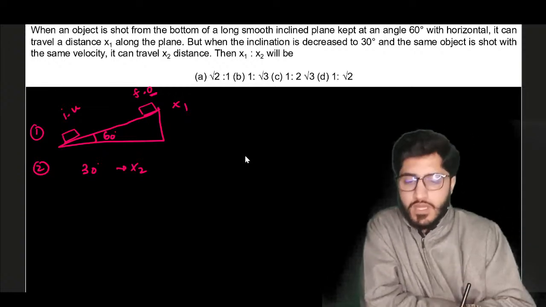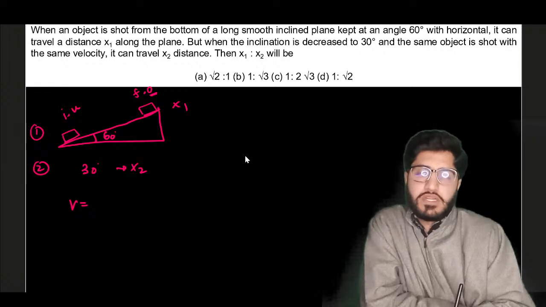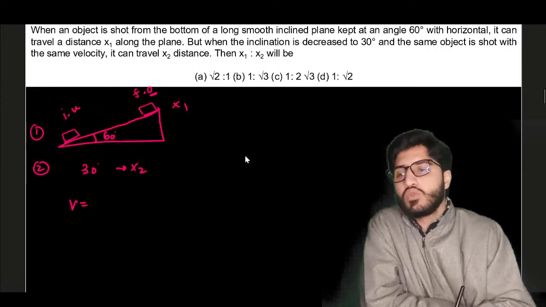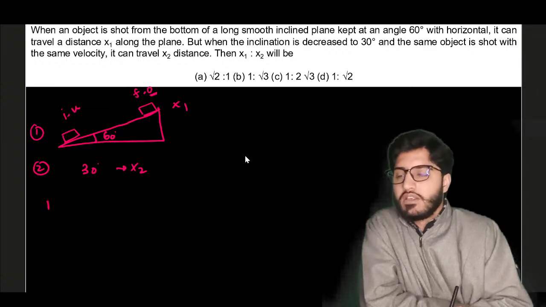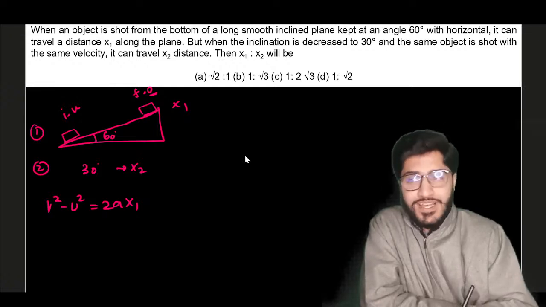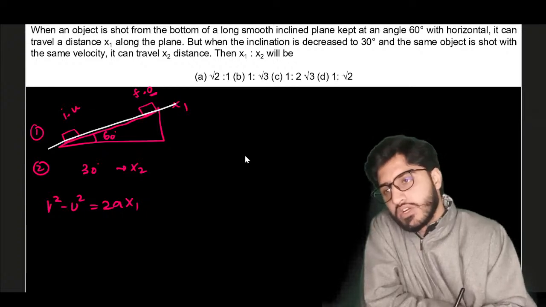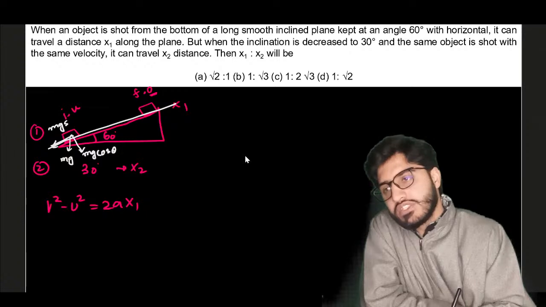How we can get it? Look. So what is v? Sir, v is equals to u plus at. But t is not given to us, so I cannot use this equation. So I can use one equation, that is v square minus u square equals to 2 times a x1. Right? But we have to consider this plane. So look now. This would be my mg. This is my mg cos theta. And this would be my mg sin theta. Now my acceleration came out to be g sin theta.